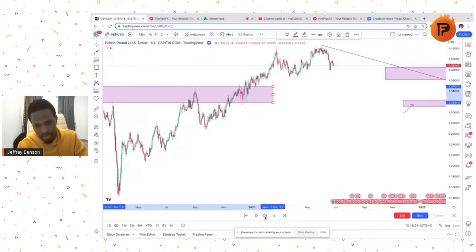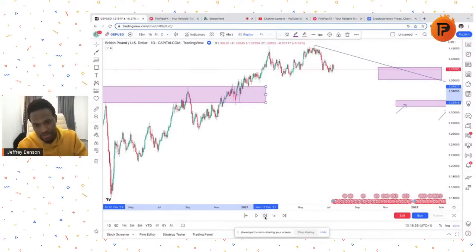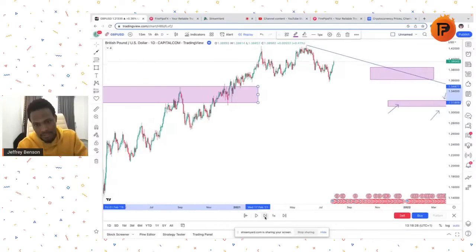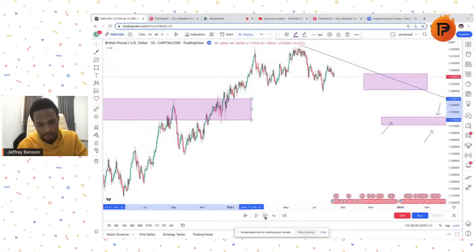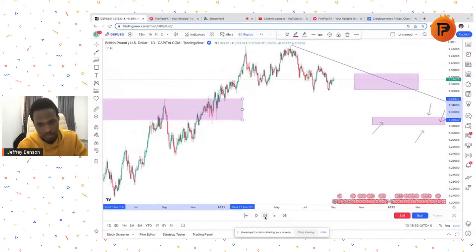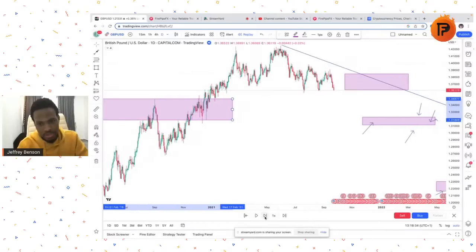Okay. Like when it slashes to the downside. After which, can you see? Just follow the candlesticks.